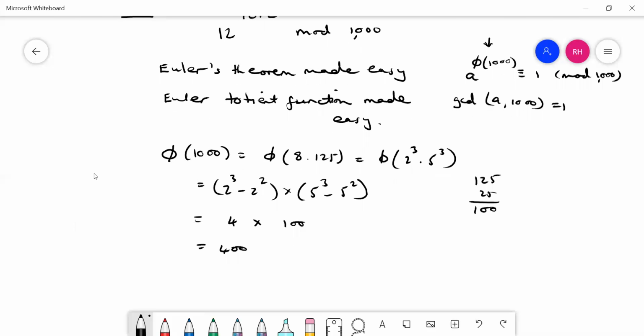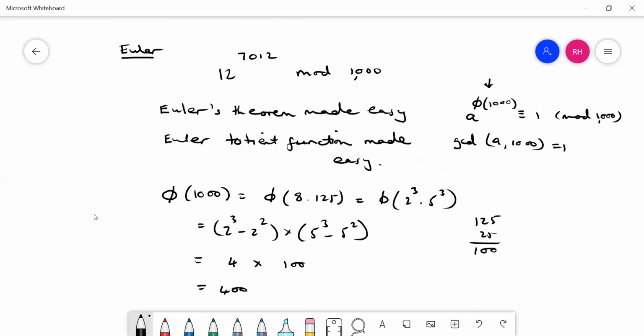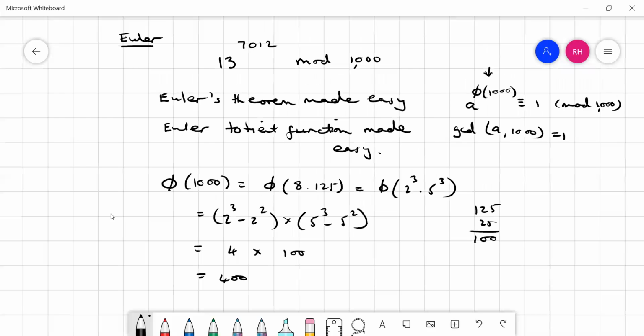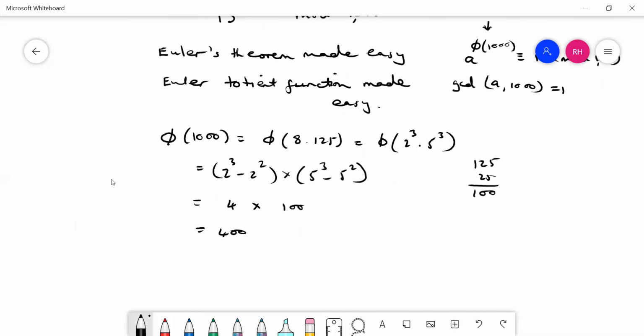So this tells me, maybe this won't work because of the 12. Yeah. So in this case, it won't work. But in the case of the problem that you were given, it will work. Let's change this to 13. If it's 13, then you could use Euler. And so what Euler's telling us is that 13 to the power of 400 is equivalent to 1 modulo 1,000. So once again, we can now use the same tactic.